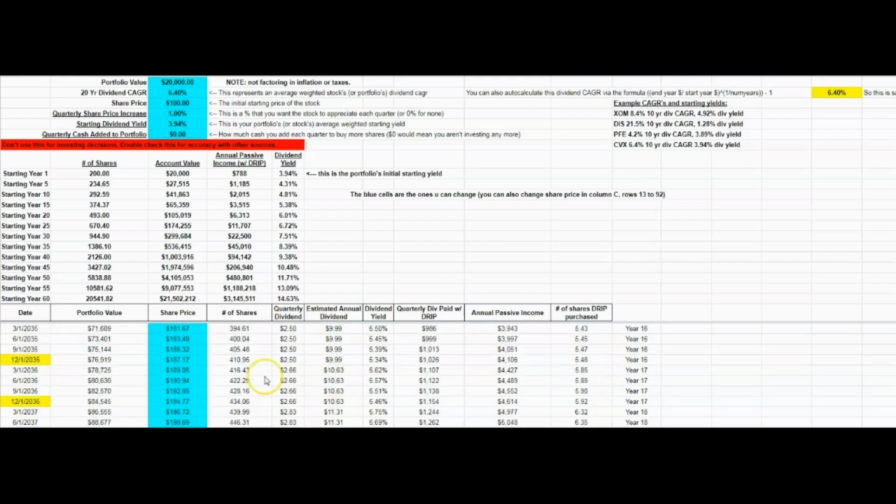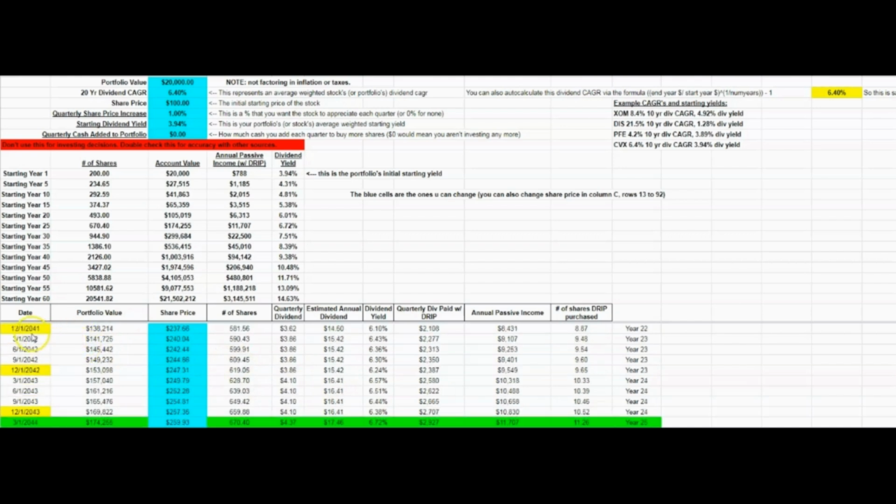And so again, what's really useful is to go into these details here and go, okay, as time goes on, in year 2042, what would it look like?